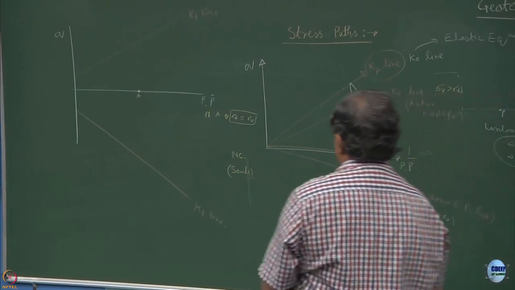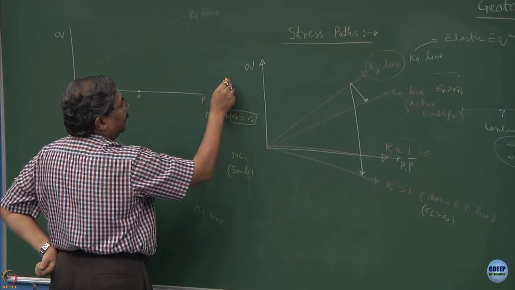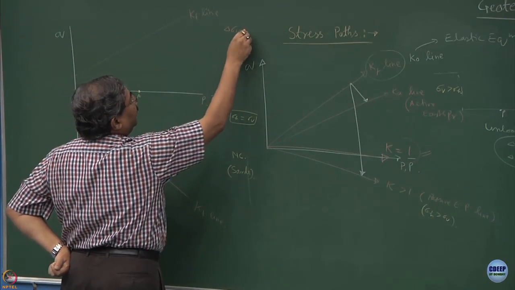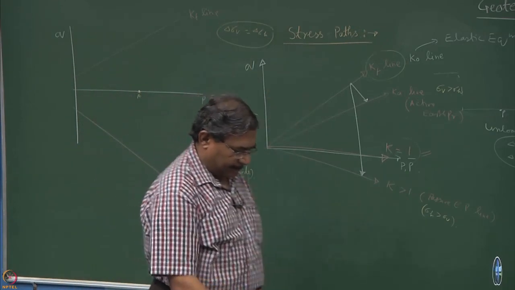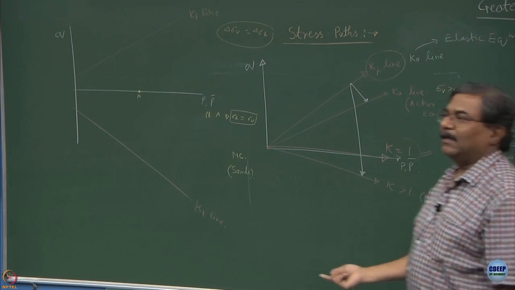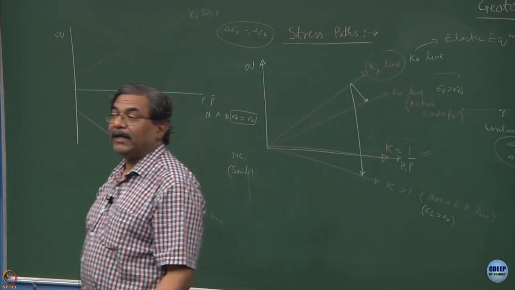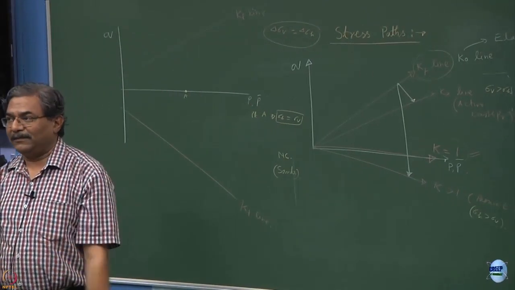Suppose I put a condition that stresses are changed in such a manner that delta sigma v is equal to delta sigma h. Try to understand what is the significance of this. Starting from the hydrostatic condition, if I start increasing sigma h and sigma v in such a manner that both sigma h and sigma v are the same all the time, the increment has to be depicted in the form of a stress path which is going to show whether the sample is going to fail or not.